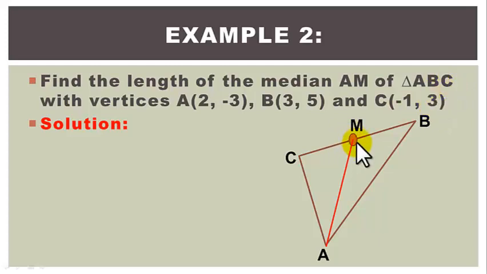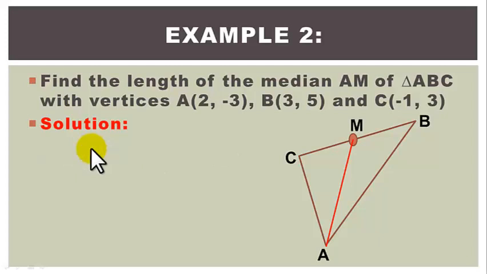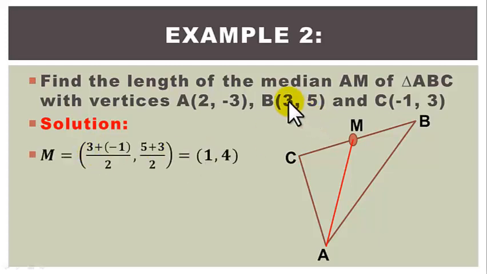First, we have to obtain the coordinates of the point M. Since M is the midpoint of the line segment joining B and C, the coordinates of that point M are (3 plus minus 1 over 2, 5 plus 3 over 2).